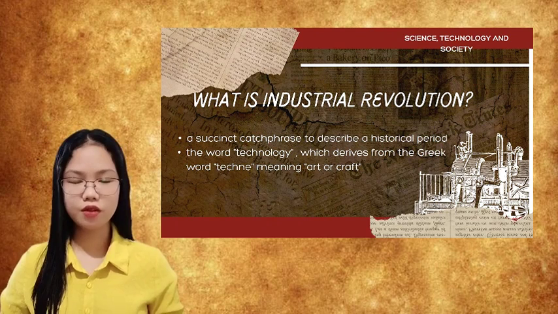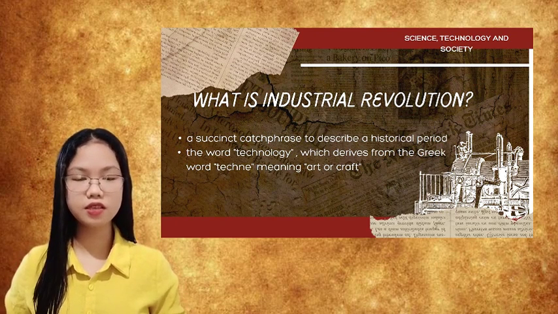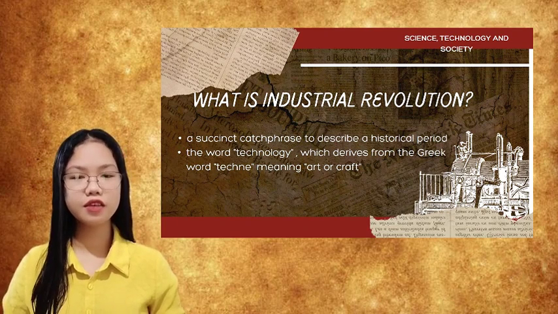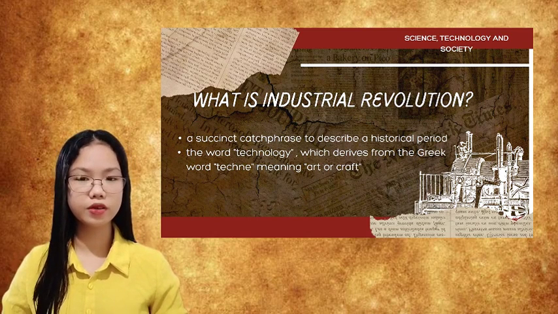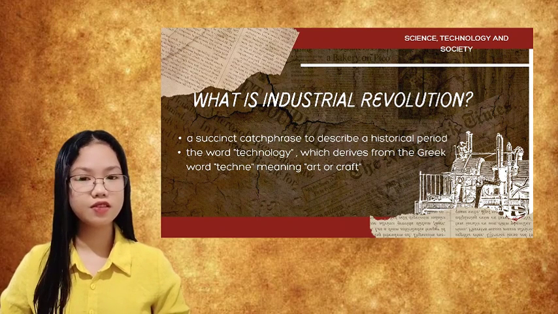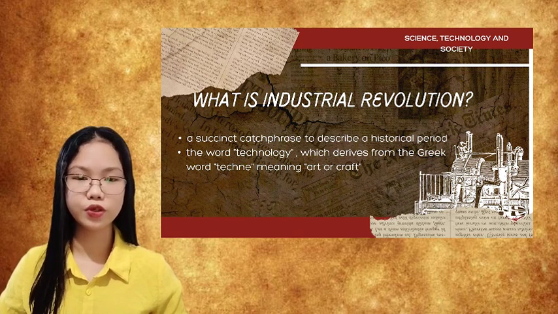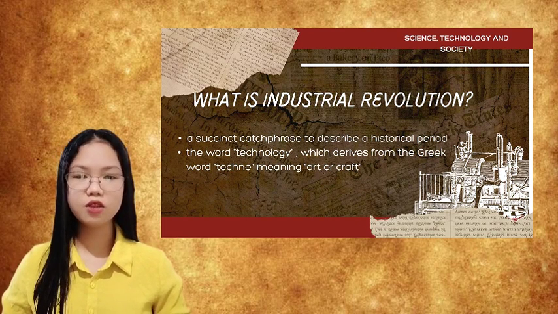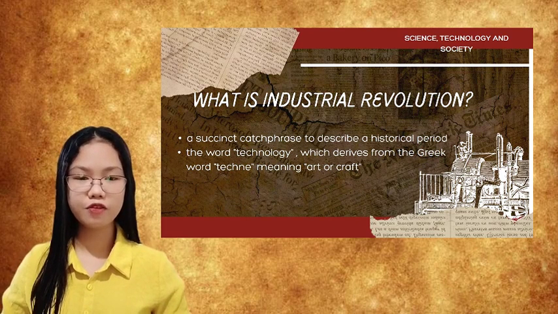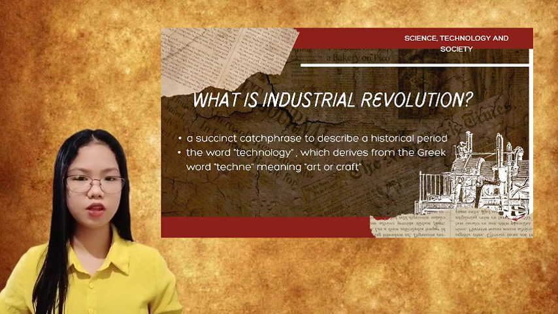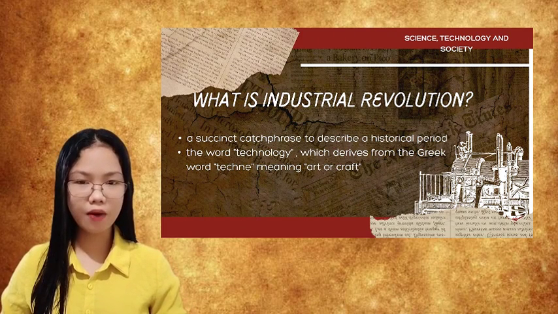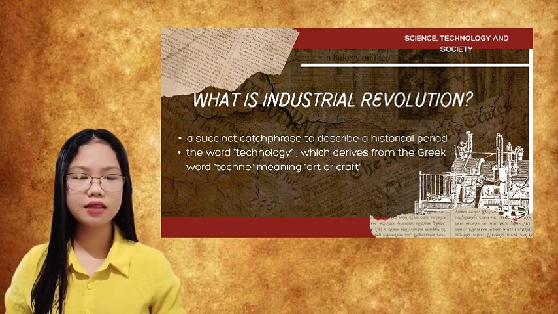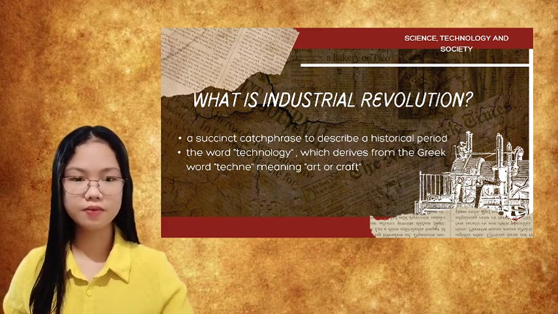So what is the Industrial Revolution? The Industrial Revolution is a simple description or summary of a historical era. The word technology came from the Greek word techne, meaning an art or craft. This Industrial Revolution is the transition from an agriculture and handicraft economy to one dominated by industry and machine manufacture, na kung saan itong Industrial Revolution ay nagbibigay ng bagong pamamaraan ng pagtatrabaho at pamumuhay na nagpabago ng ating civilization.